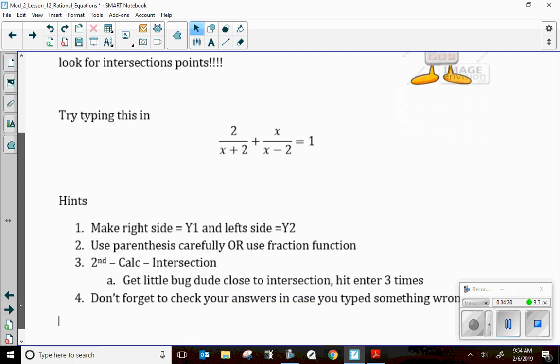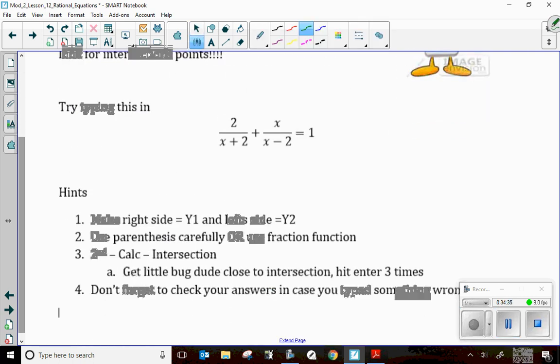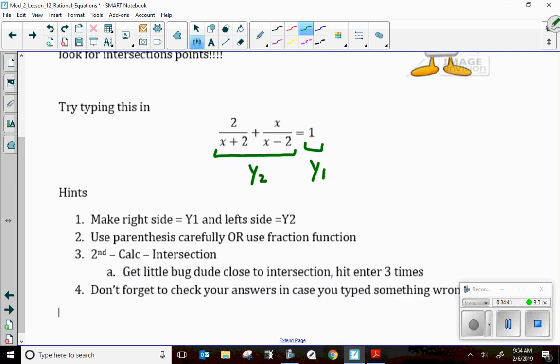Now this one I'm just going to go over quickly. You can actually do stuff like this in your calculator. Okay? You can make the right side y1 in your calculator. Make this y2 in your calculator. And then you can use the intersection function. Once you use the intersection function, you take your little spider dude, bug dude, that's what I call him, that's why I wrote this here, and you put it close to the intersection, hit enter 3 times.